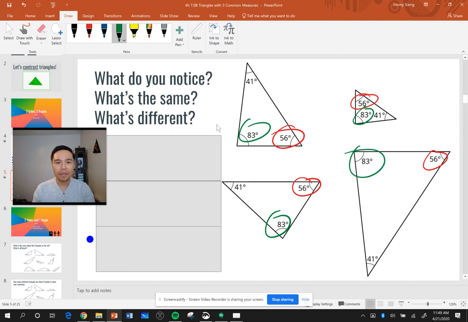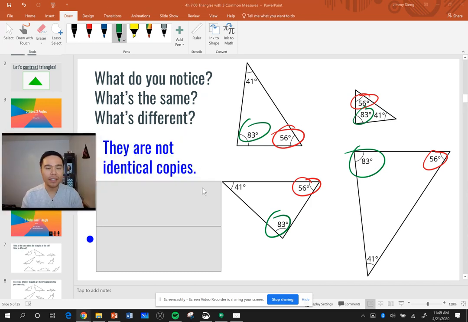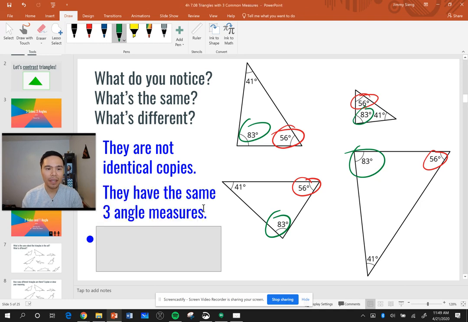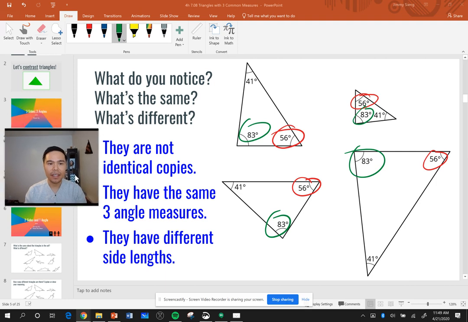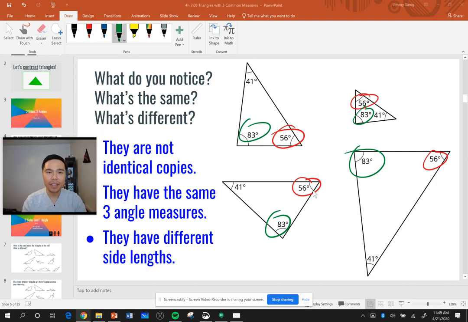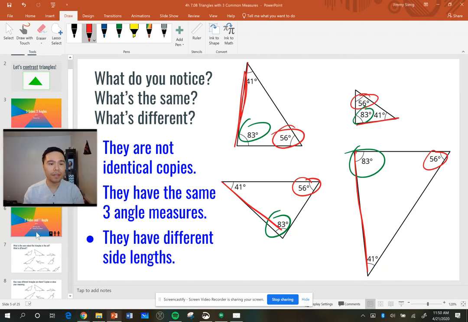What could be different? Well, different is different size, different position, and then we notice that the angles were the same, okay? But we can say these are not identical copies. Remember, if this is an identical copy, it would be the exact same shape and size, okay? But they do have the same three angle measures and they have different side lengths, okay? Just because we have the same angles here doesn't mean these sides, I'll do this in red, this side doesn't match with this side right here, or this one, right? They're all different lengths of sides, okay? So we have different triangles going on here, but they do have the same angles.